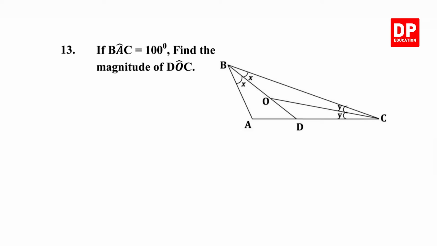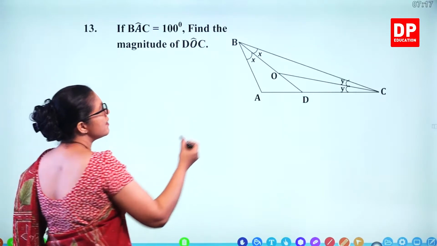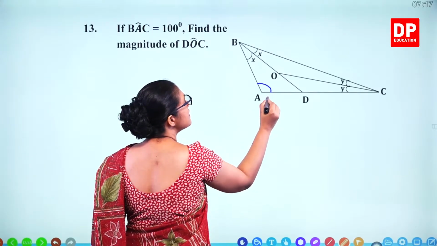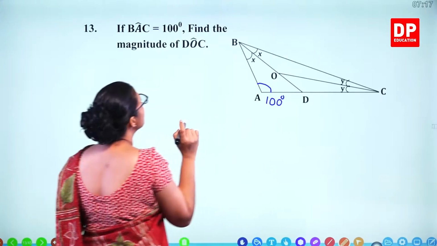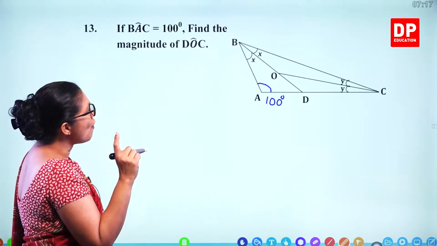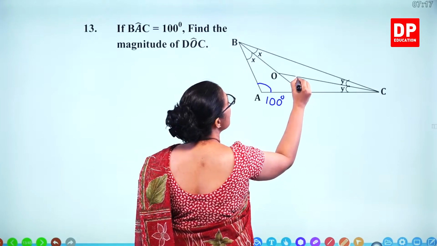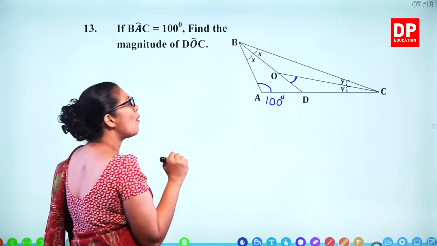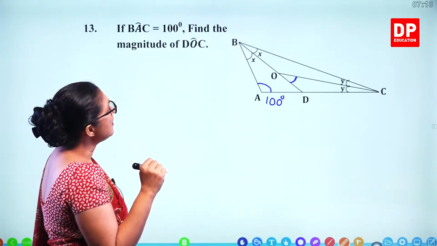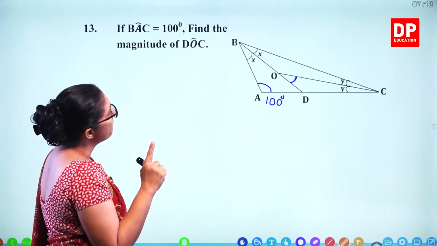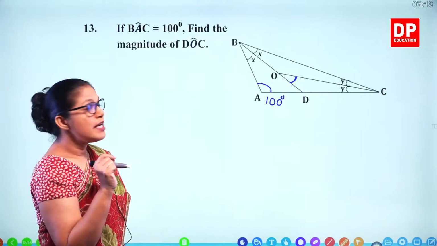Question number 13. If BAC is 100 degrees, so this angle is given as 100 degrees. Find the magnitude of DOC. DOC means this angle. How do we find it? It's given x and y there. You can create an equation.